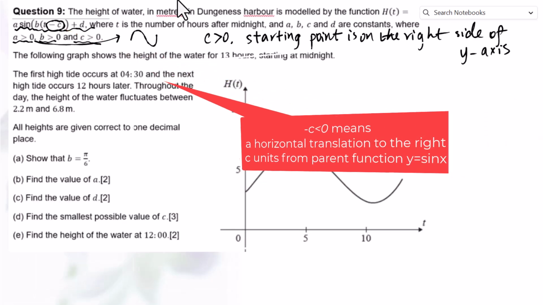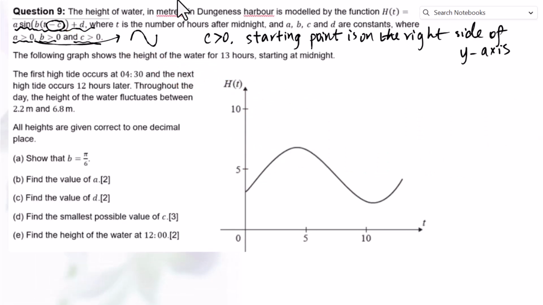The following graph shows the height of water for 13 hours, starting at midnight. The first high tide occurs at 4:30, and the next high tide occurs 12 hours later, which means period is 12 hours.